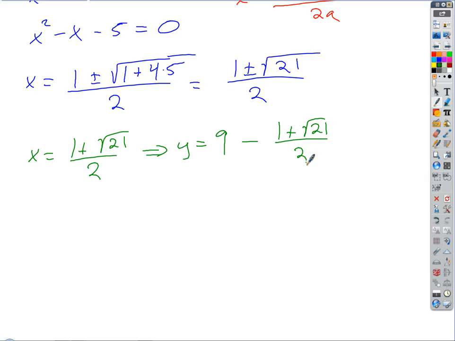What do I need in order to combine these separate fractions? Common denominator. So I could just multiply top and bottom by 2, right? And what's that going to give me? Now I've got my common denominator of 2 on the bottom, right? So this is equal to 18. There's my 2 on the bottom. I get 18 minus 1 plus square root 21, right?